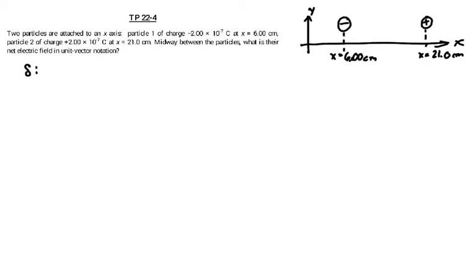Alright, so as we get into our solve step, I want you to pause the video again, and I want you to draw the vector arrows only along the x-axis for the electric field on particle 1, and then draw the vector arrows for the electric field on particle 2. I'll give you a little hint. They should be either pointing at the particle or pointing away from the particle. Alright, see you in a second.